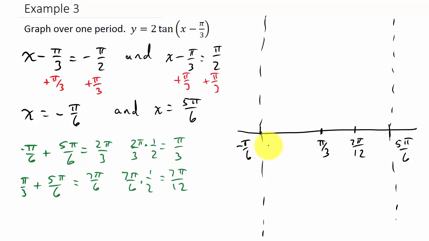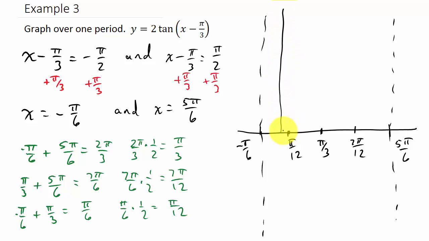And now I need the midpoint here. So that's going to be negative pi over 6 plus pi over 3. And that is going to be pi over 6. And then I take the pi over 6 and I half it. And that's going to be pi over 12. So this would be pi over 12. And so we can see the y-axis is going to be about right in here, something like that.